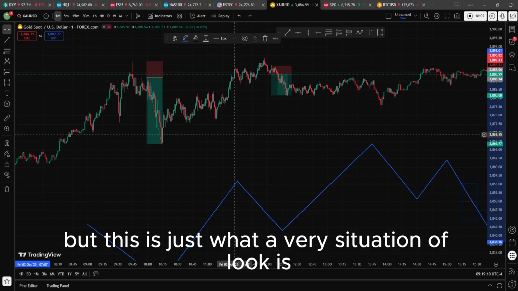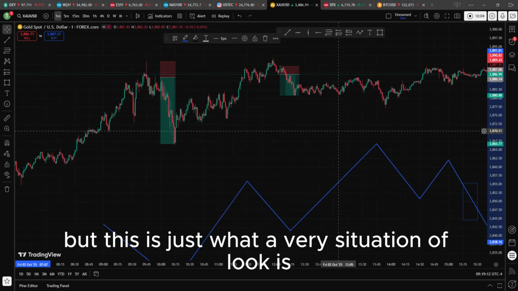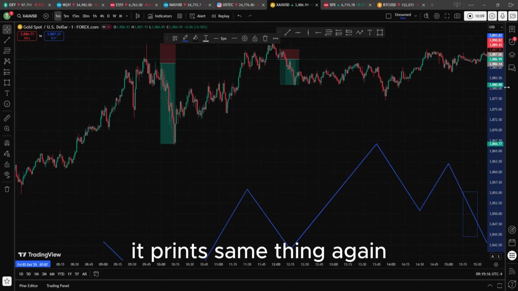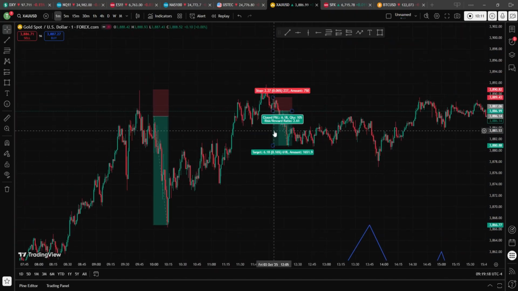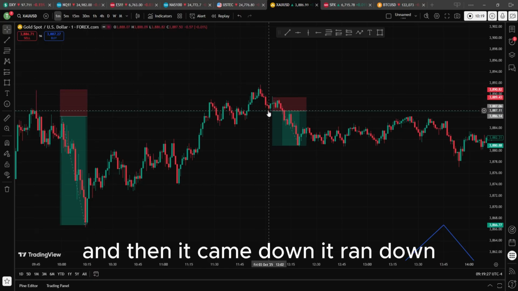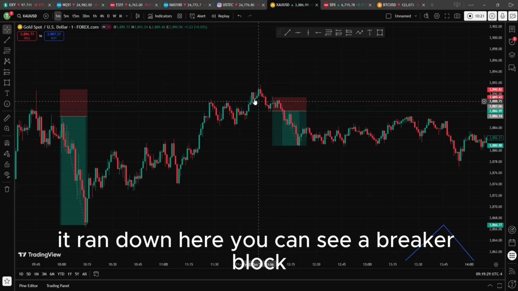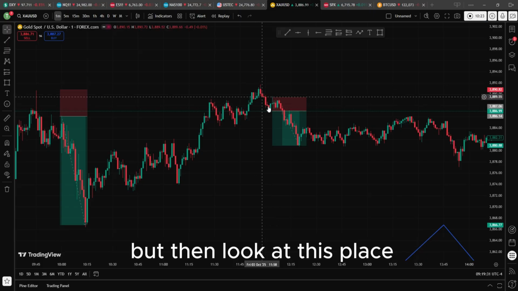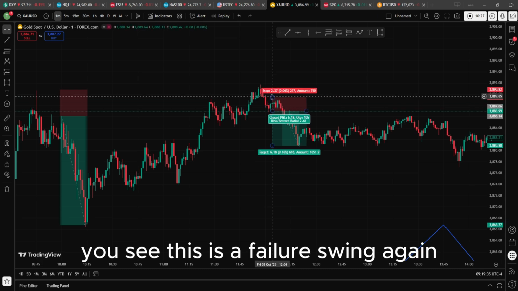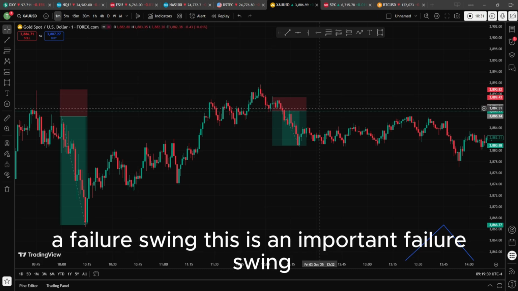But this is just what a bearish mitigation block is. You see, the market comes to this place, it prints the same thing again. It runs a higher high, taking out the liquidity of these highs, and then it came down. Here you can see a breaker block from it. But then look at this place. You see, this is a failure swing again. This is an important failure swing.